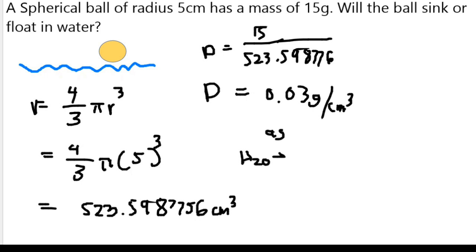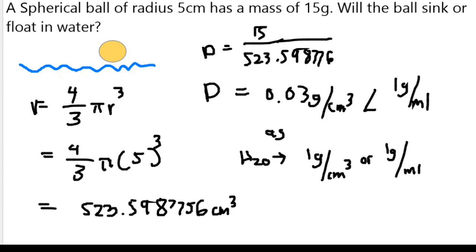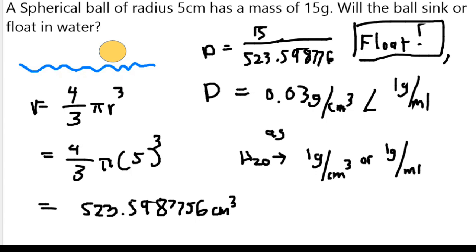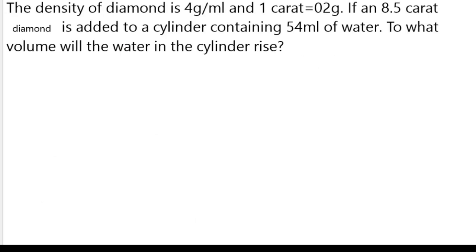So let's just compare this. The density of the water is 1 gram per cubic centimeter, or 1 gram per ml. So it is basically less than the density of the water. So what will happen here? This ball is going to float. It is not going to sink. That's basically the answer for this problem.